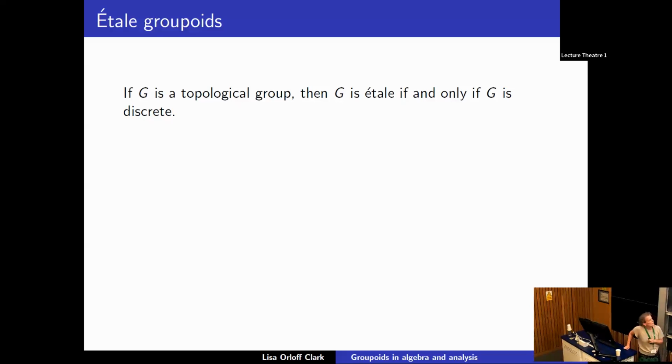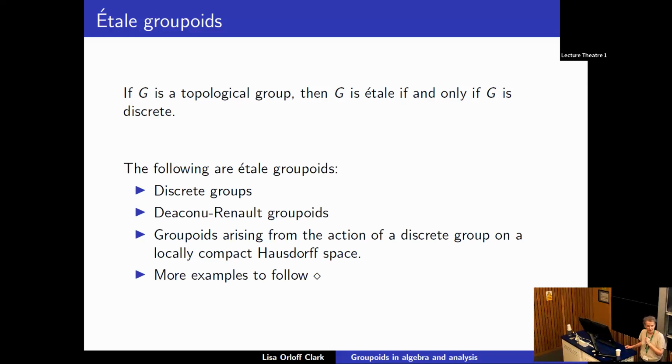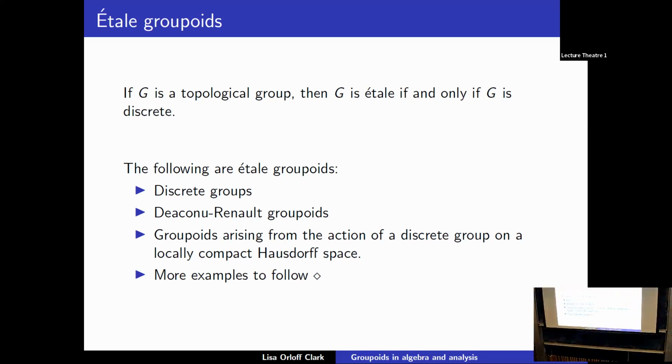The étale groupoids are generalizations of discrete groups. So if your groupoid is actually a group, then it's étale if and only if the group is discrete. And there are some more examples. I did make it to Kevin's talk yesterday, and all his examples I believe are étale: discrete groups, Bratteli, Cuntz–Krieger, and Renault groupoids, and even Kevin's groupoids arising from the action of a discrete group on a locally compact Hausdorff space.